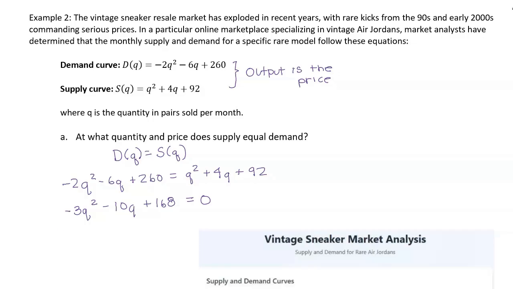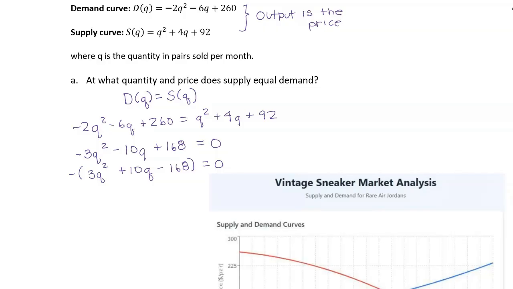The first thing I'm going to do is factor out that negative to make it easier. I get 3q squared plus 10q minus 168. And when I factor, I just like to use the AC method. So the A term is 3 and the C term is negative 168. If I multiply those two together, I get negative 504. So I need to find two factors that multiply together to be 504. And when you add them together, they are positive 10.